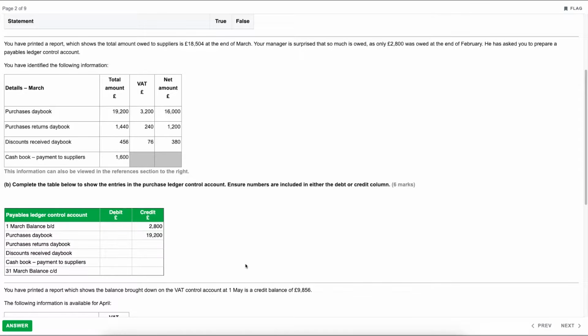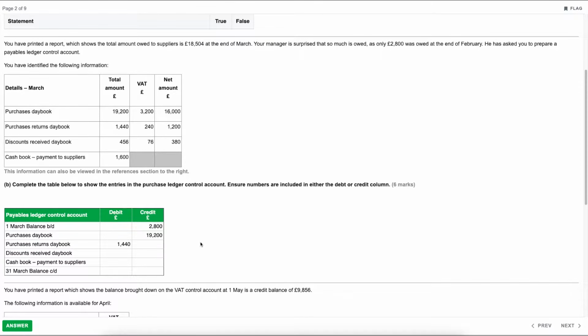Okay, so moving down then, the purchase returns day book. So that will reduce the amount that the business owes to its credit suppliers. That's the amount that we've effectively returned in terms of goods, and that's what they would then owe us back, or reduce the amount that we owe to them. Okay, so that would again be the total amount of 1,440, and that would reduce the amount owed and therefore go on the debit side.